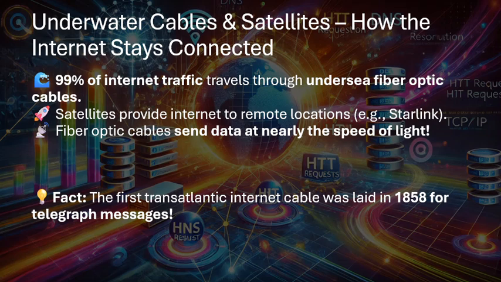Now we'll talk about the medium through which our data travels. These are underwater cables and satellites which connect the internet. Did you know 99% of the internet traffic travels through undersea fiber optic cables? Satellites provide internet to remote locations, like Starlink. Elon Musk is working very hard on Starlink. There are also fiber optic cables which send data almost at the speed of light. The first transatlantic cable was laid in 1858 for telegraph messages.